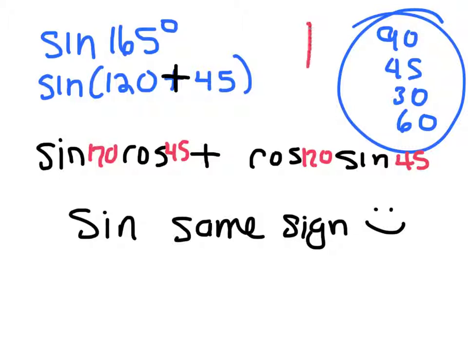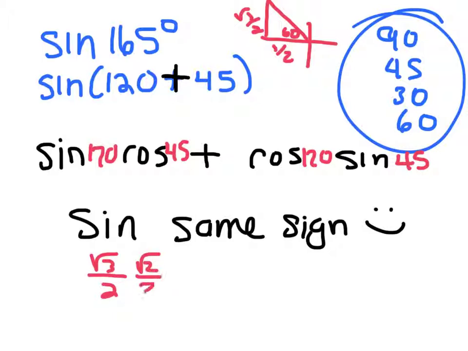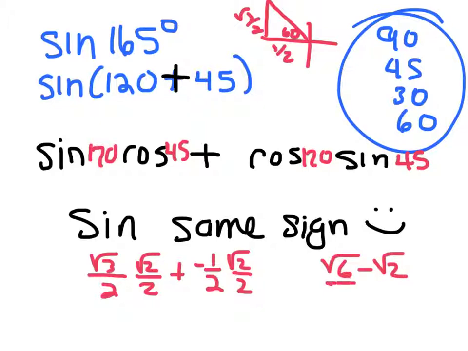And then you might have to draw a 120 degree angle and note that it's got a 60 degree reference angle. And so this is 1/2 down here, and that's a square root of 3 over 2 right there. And so sine of 120 is square root of 3 over 2, cosine of 45 is square root of 2 over 2. Cosine of 120 is negative 1/2, and the sine of 45 is square root of 2 over 2. So this is going to be the square root of 6 minus the square root of 2, divided by 4.